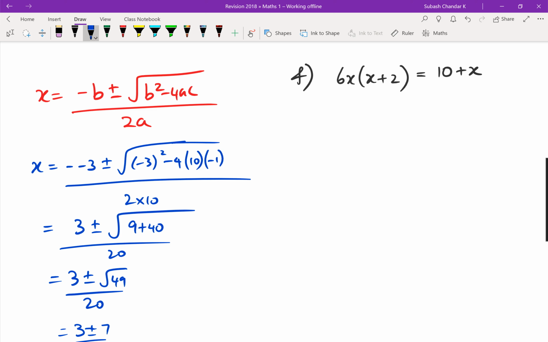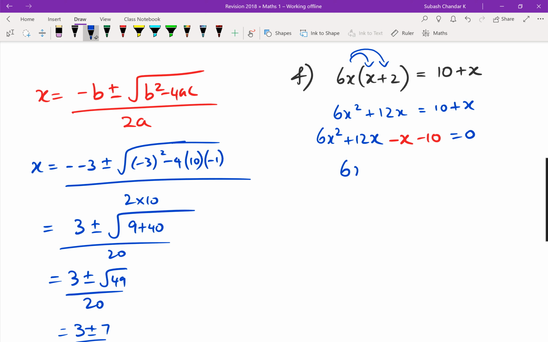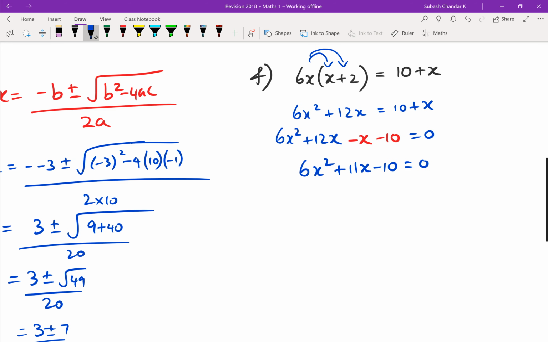So guys, the first thing I would have done is expand the brackets. So I got 6x times x, which is 6x squared. 6x times 2 is 12x equals 10 plus x. And then rearrange it. So I got 6x squared plus 12x minus x, minus 10, and that's all equal to 0. So I've got 6x squared plus 11x minus 10 equals 0. Once I got that, I can say that a equals 6, b equals 11, c equals minus 10.